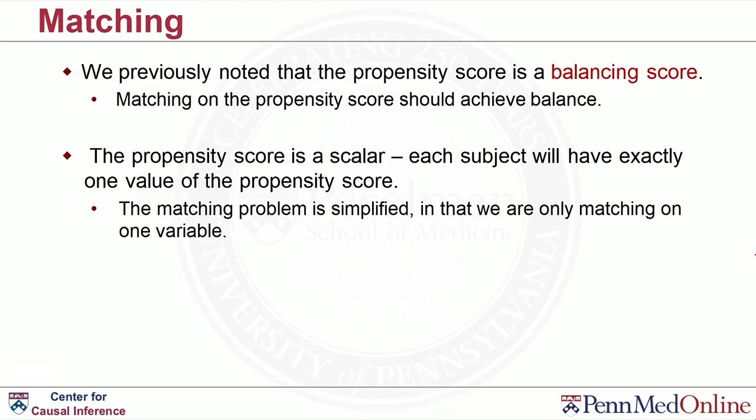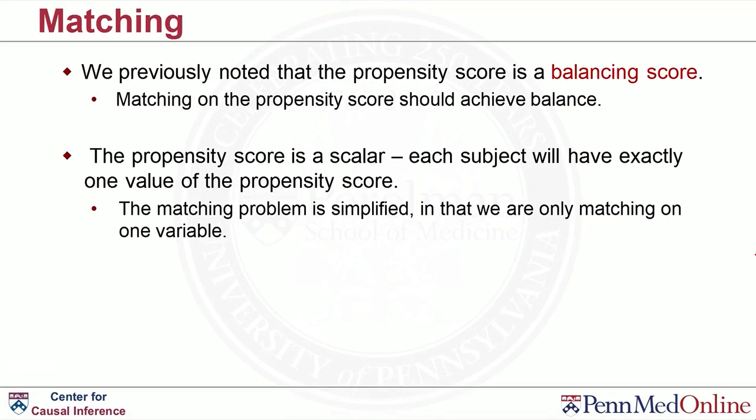So previously we noted that a propensity score is a balancing score. So matching on a propensity score should achieve balance on the covariate distribution between treated and control subjects, even though we did not directly match on the covariates. So even though we match on the propensity score, we should still end up with balance.